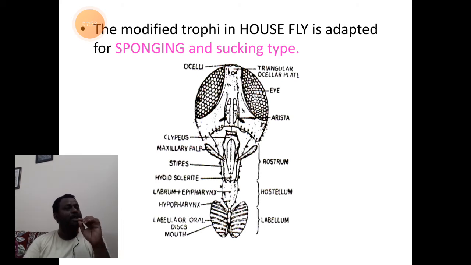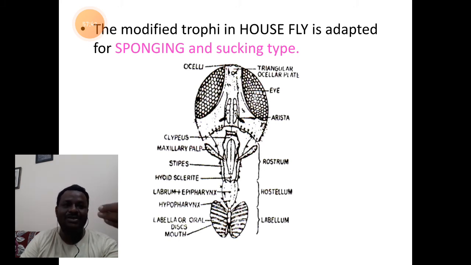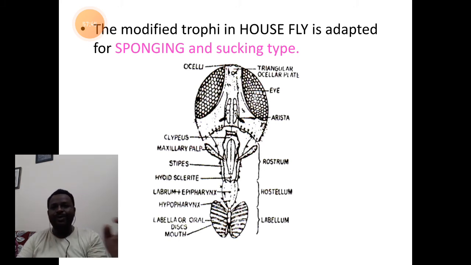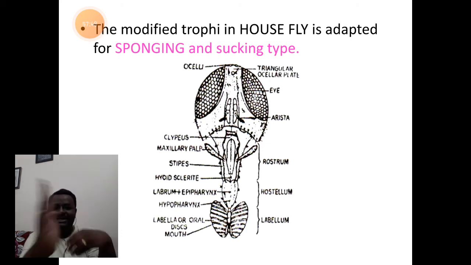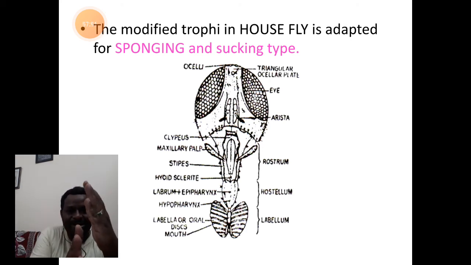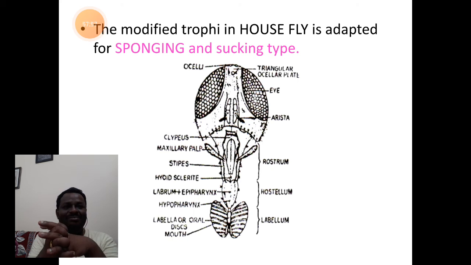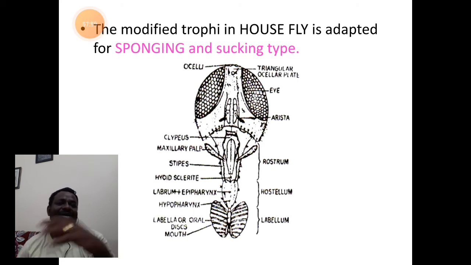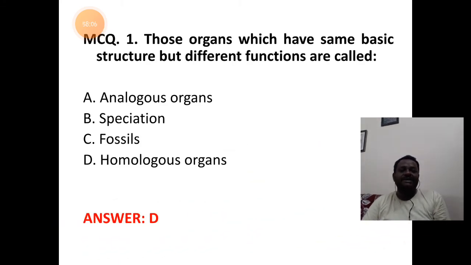So the type of mouth parts present in the housefly is said to be sponging and then sucking type, showing rostrum, haustellum, labellum parts. When you look at all these parts, towards the left side, you find the major basic parts. Towards the right side, the modified parts of the trophi of housefly in the diagram down here. So with this we are completing the second example related to homologous organs. Students, we shall quickly understand the MCQs related to it.